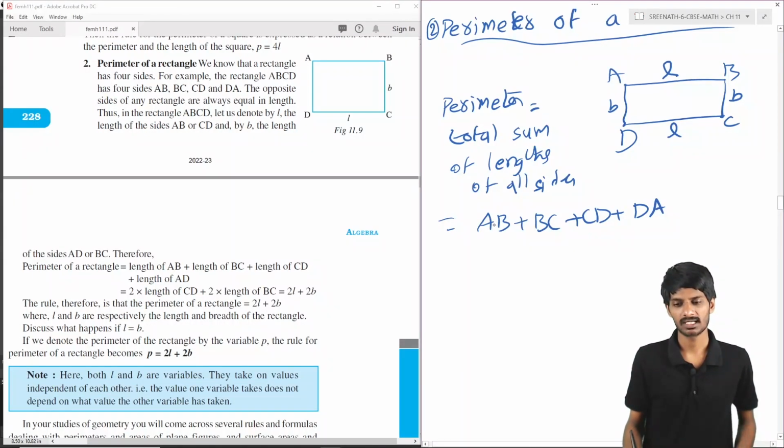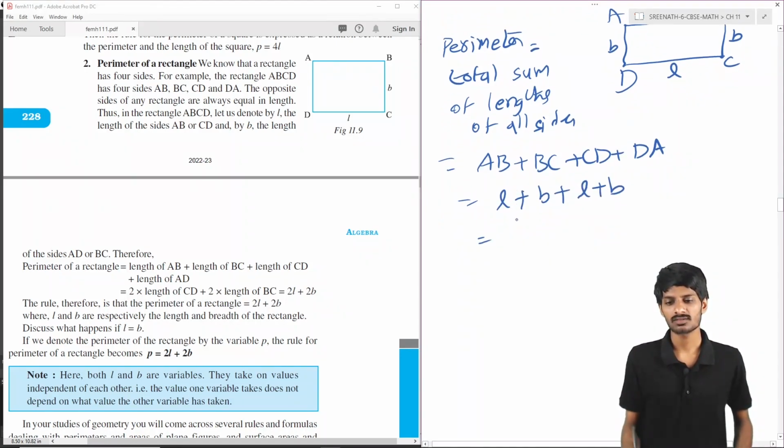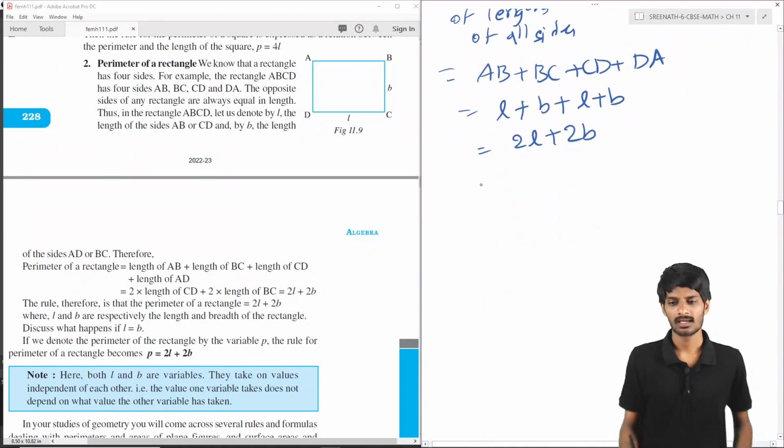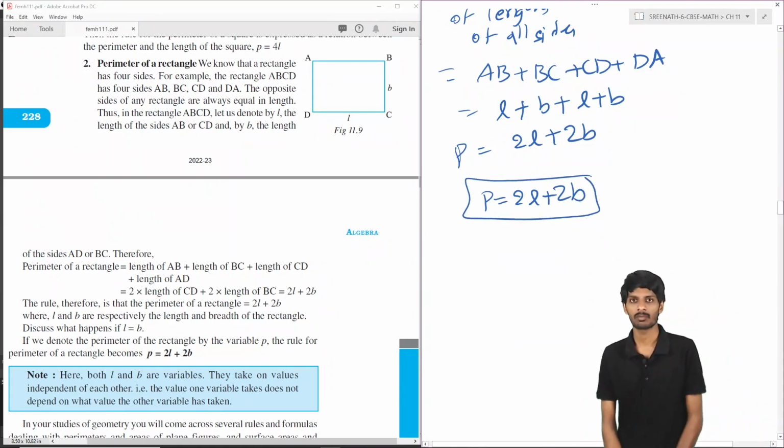So length of this side, students, length of this side, length of this side, students, AB side. So you have to add L plus B plus L plus B. So there are two L's, so we can write it as 2L. There are two B's, we can write it as 2B. And there is a 2, we can take it common, or we can simply write it. So finally perimeter is represented by P, so P equal to 2L plus 2B. So it is the perimeter of a rectangle formula, students.